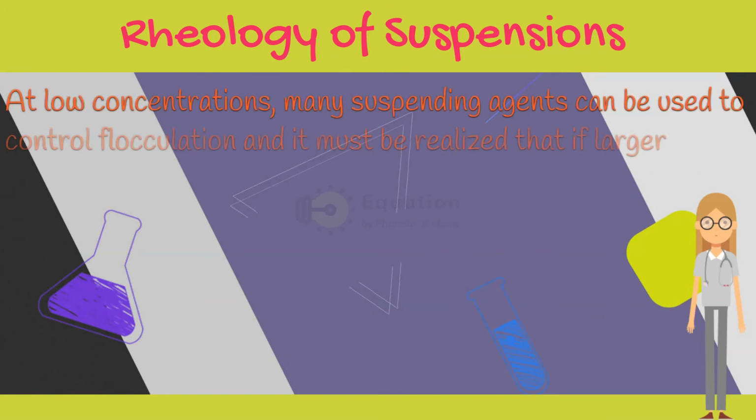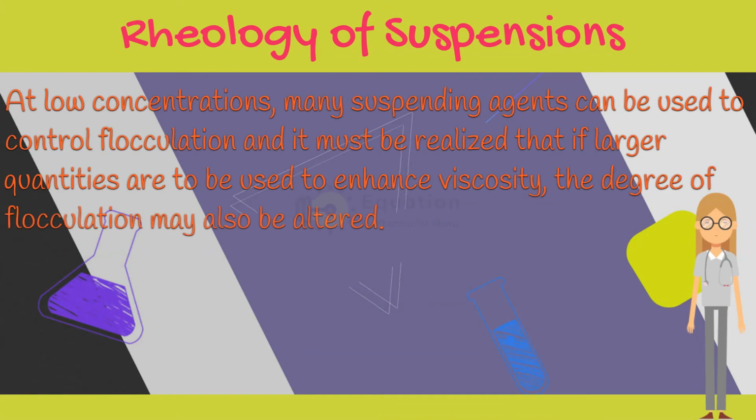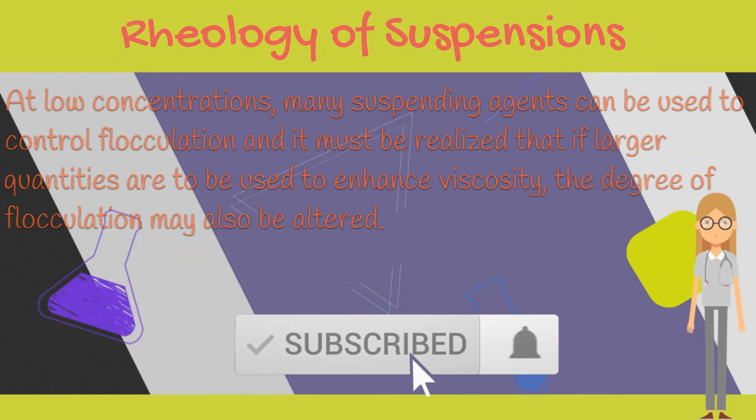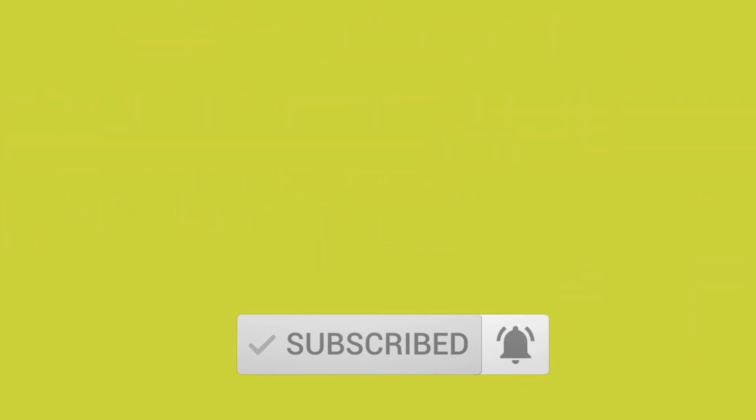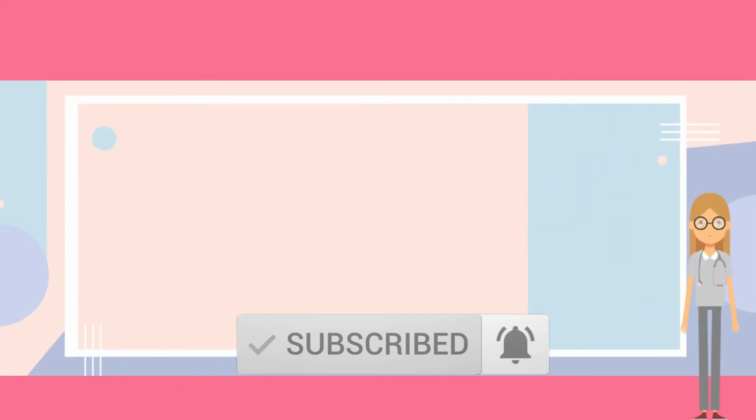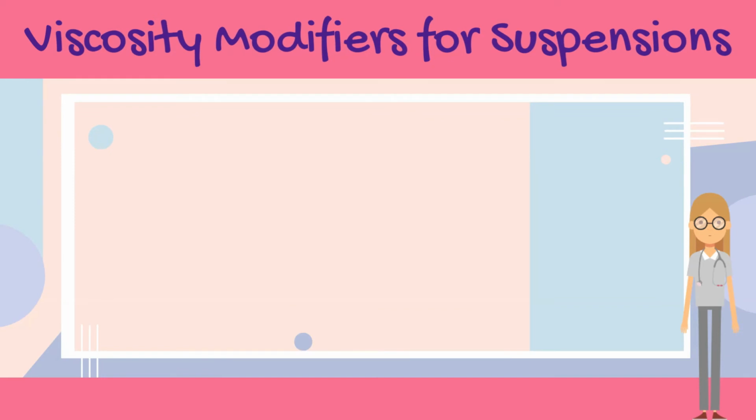At low concentrations, many suspending agents can be used to control flocculation, and it must be realized that, if larger quantities are to be used to enhance viscosity, the degree of flocculation may also be altered. These materials are most widely used for the modification of suspension viscosity.